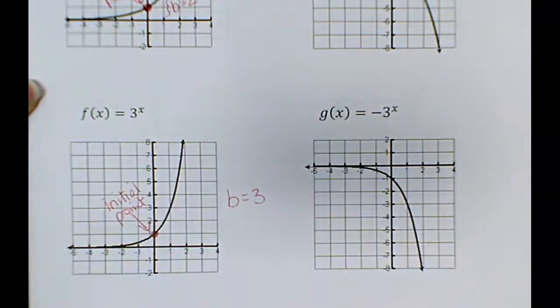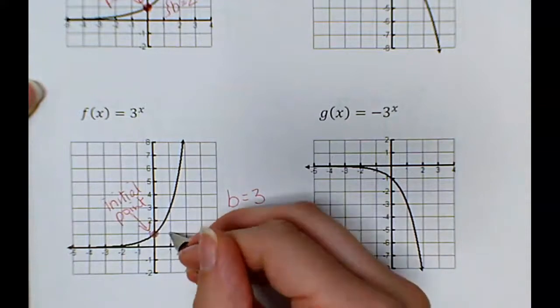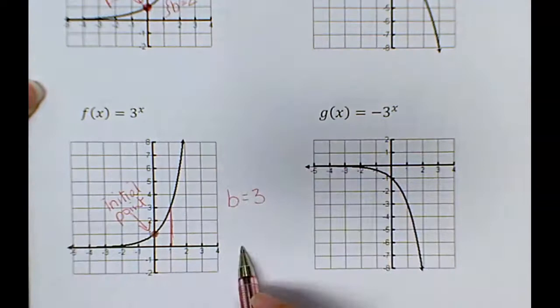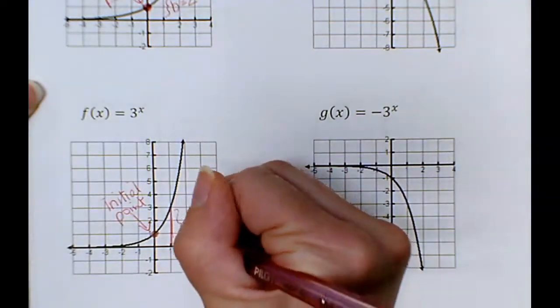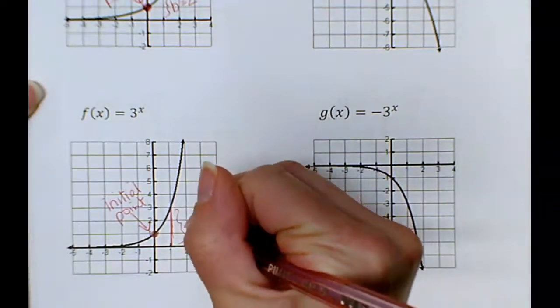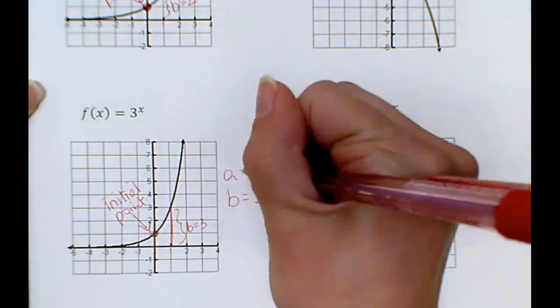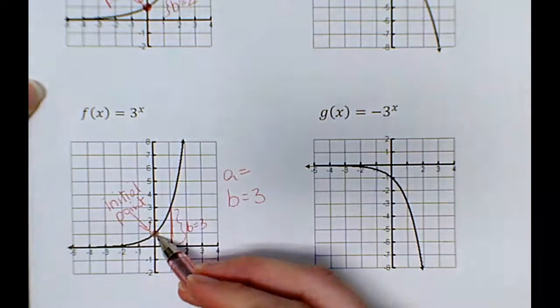There's my initial point. And if I go 1 unit to the right and I count that vertical distance from the asymptote to the graph, that's a distance of 3. So that's my b value, that's 3. And the initial value, that's the initial point, that's 1.